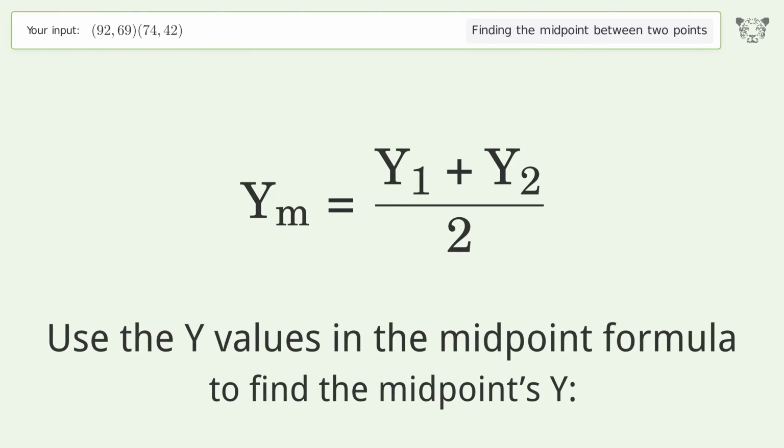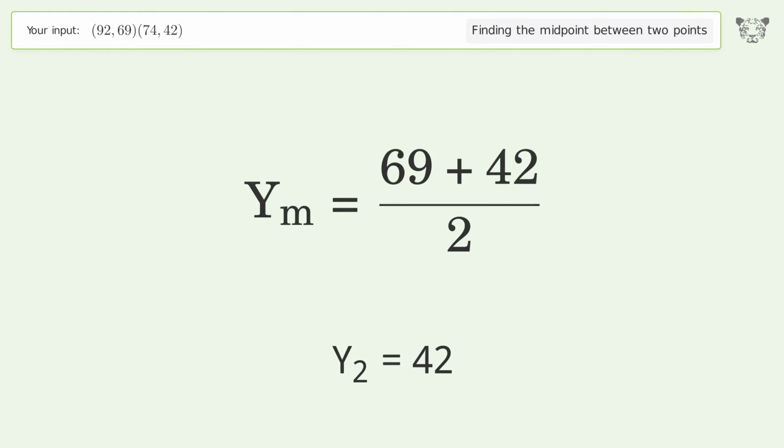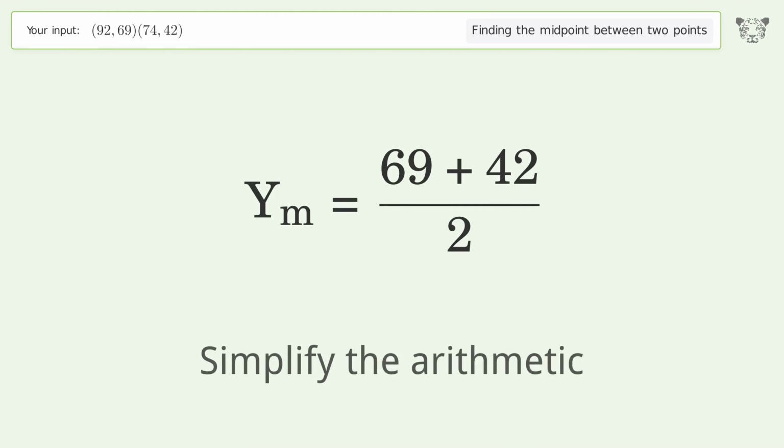Use the y values in the midpoint formula to find the midpoint's y. y1 equals 69. y2 equals 42. Simplify the arithmetic.